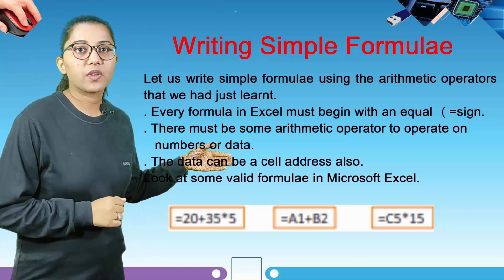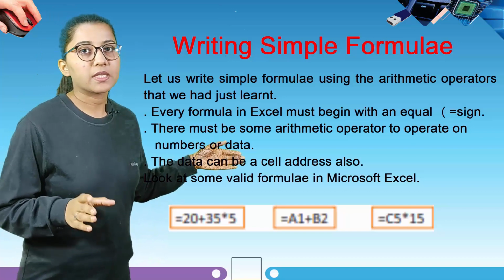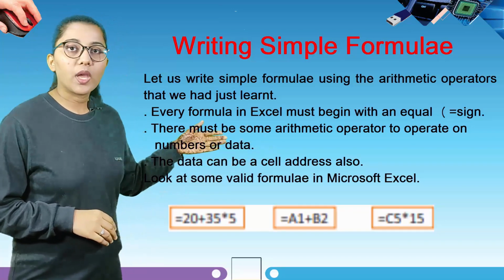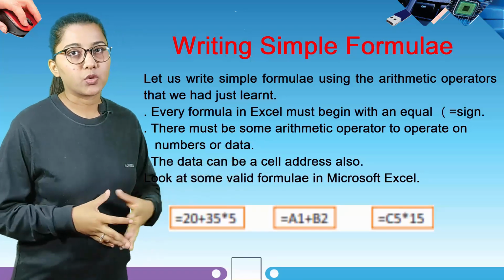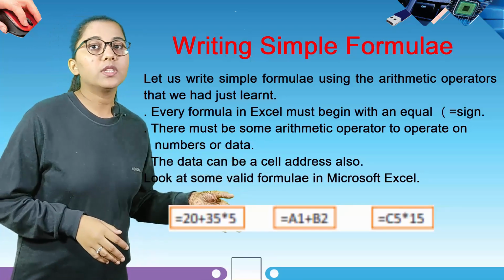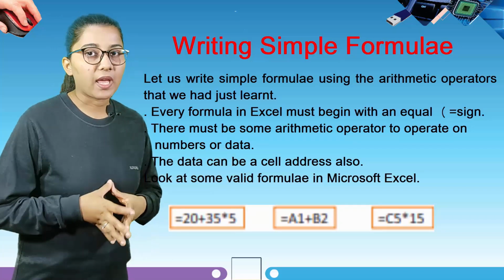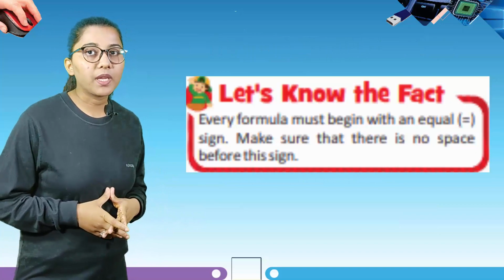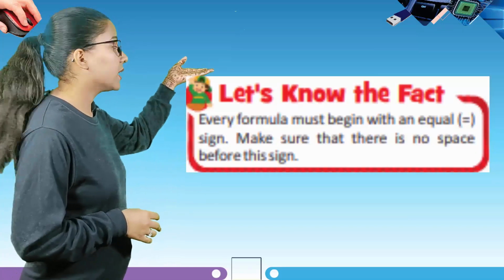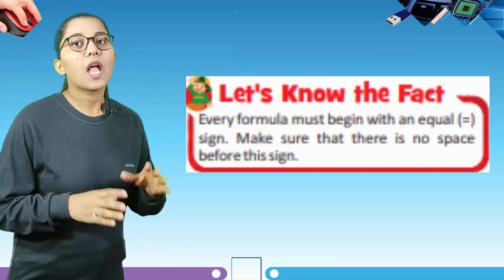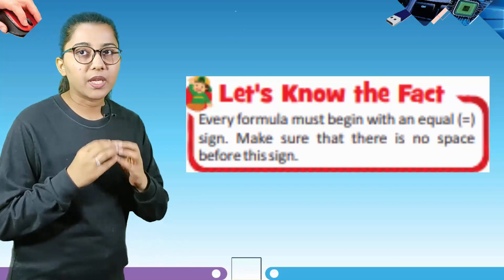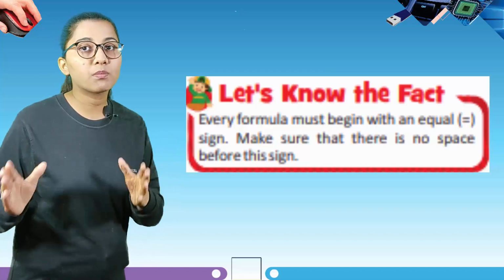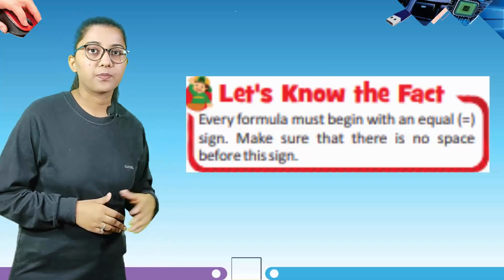As we can see, first we have equals 20 plus 35 into 5. Then we have equals A1 plus B2. Then we have equals C5 multiplied by 15. So students, before we start our new topic, let's know an interesting fact. That is, every formula must begin with an equals sign. Make sure that there is no space before this sign.